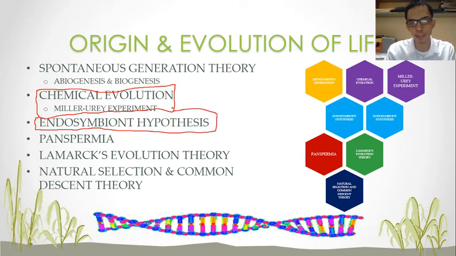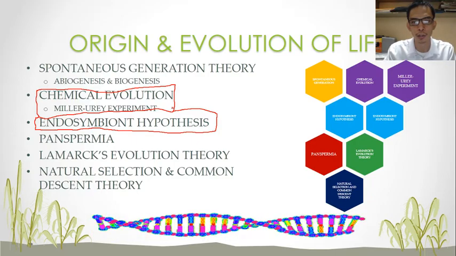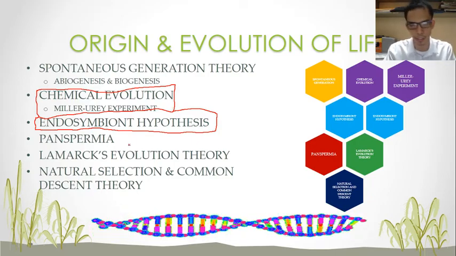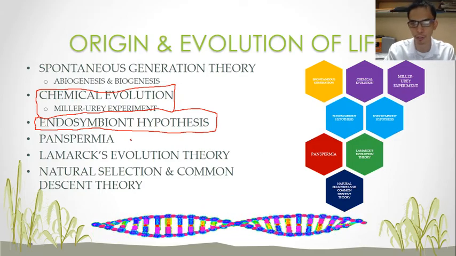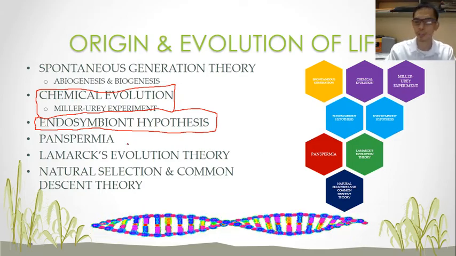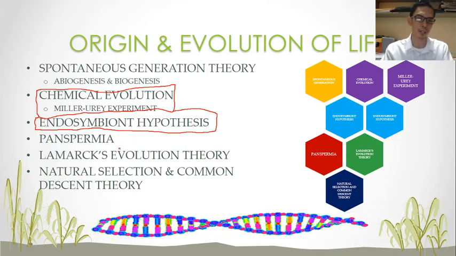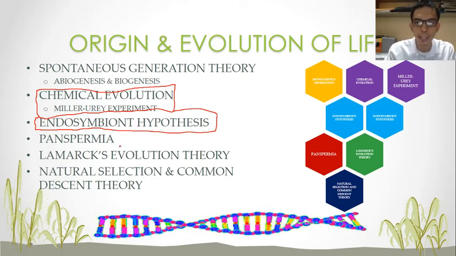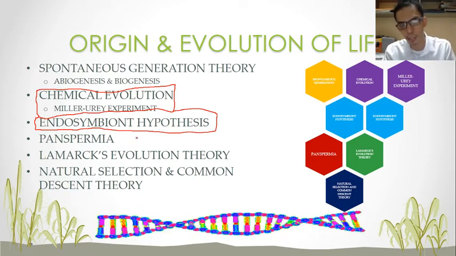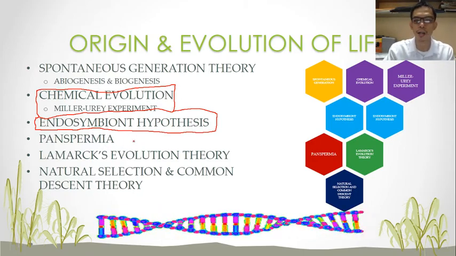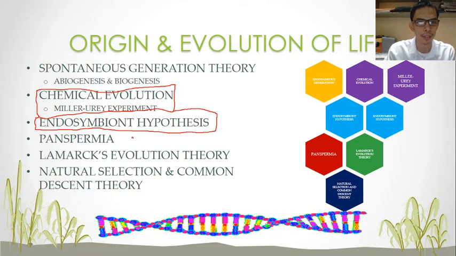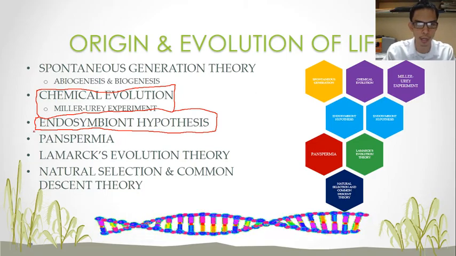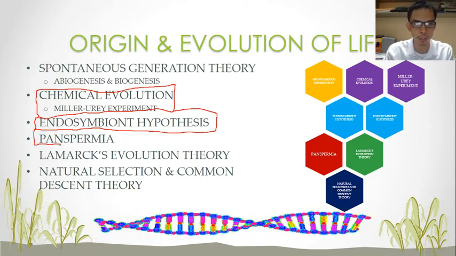So in the video, you will know how those organisms, especially plants, obtain chloroplast and mitochondria at the same time. Not only plants but also animals. Animals don't have chloroplast, but they have mitochondria. So that is the endosymbiont hypothesis. All right, with that, we will proceed to the next concept, which is called panspermia.